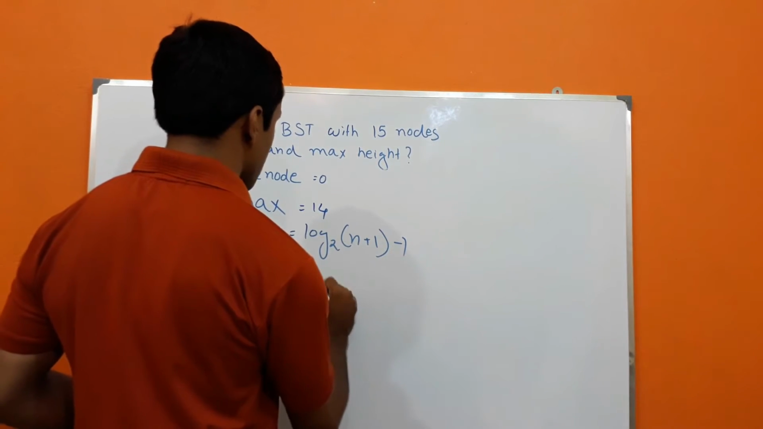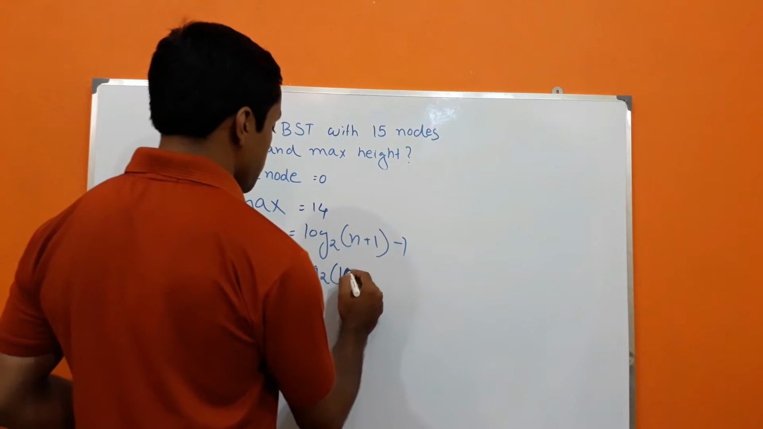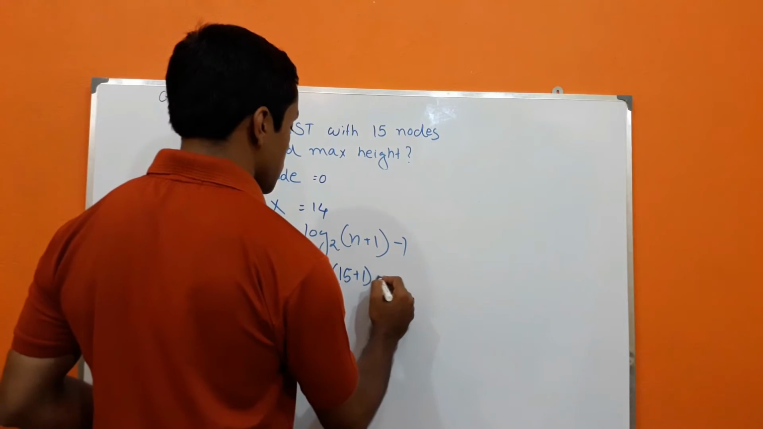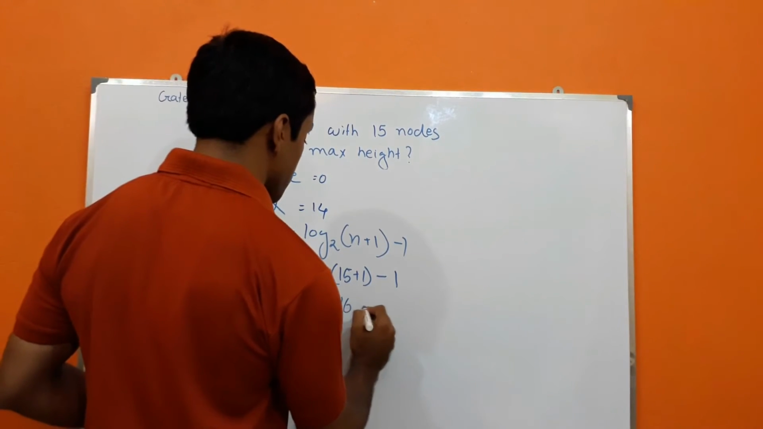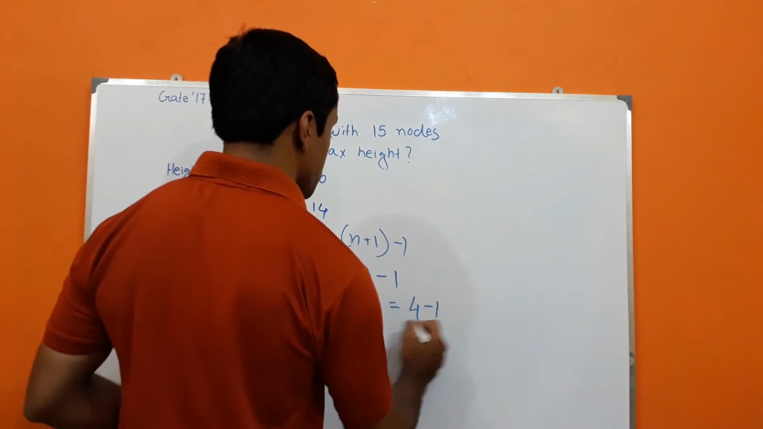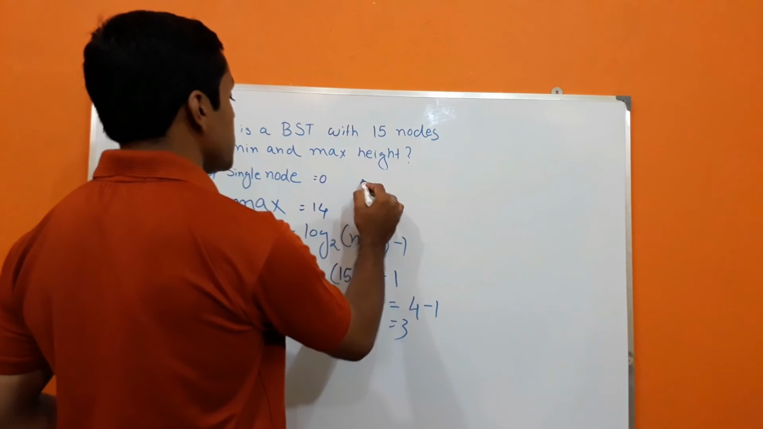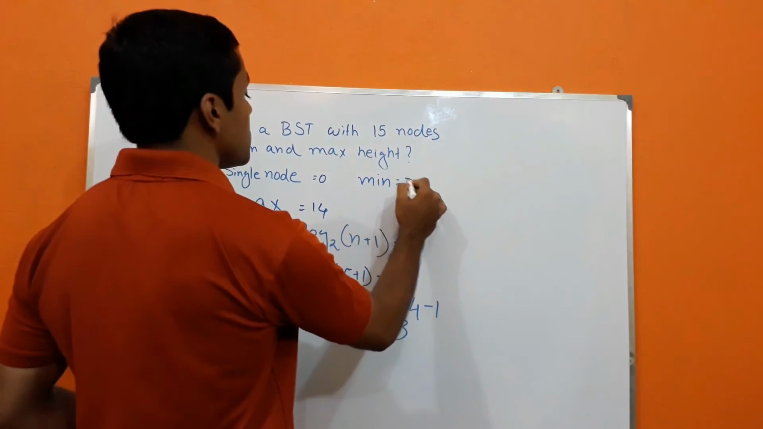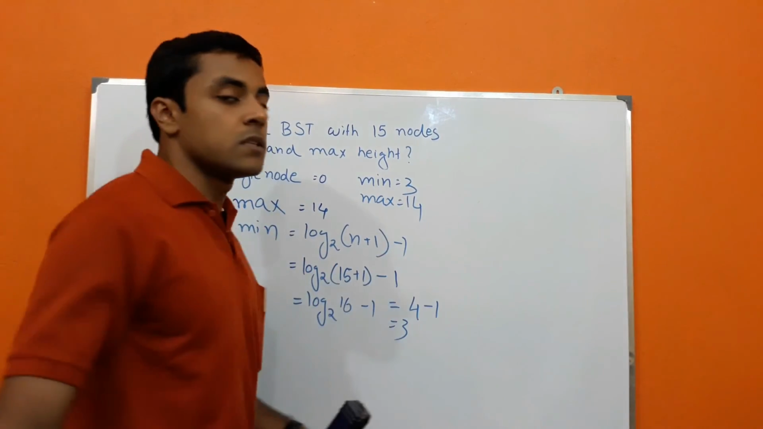So here the value of n is 15, so n plus 1 is 16, right? So log 2 16 minus 1. Log 2 16 is nothing but 4, minus 1, that is 3. So what we have obtained is that the minimum height is 3 and the maximum height is 14. This is your answer.